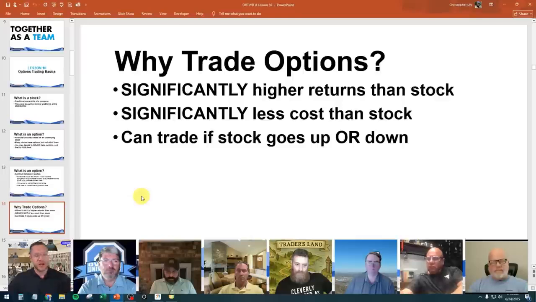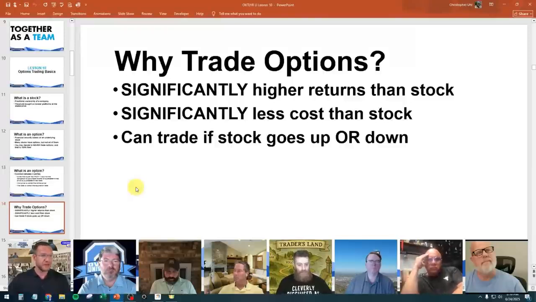Now, why trade options? They can return significantly higher than stock moves. And it costs significantly less than buying the stock outright. And you can make money with it. You can profit if the stock is going up, or if the stock is going down. You can structure it in a way to profit from either direction.